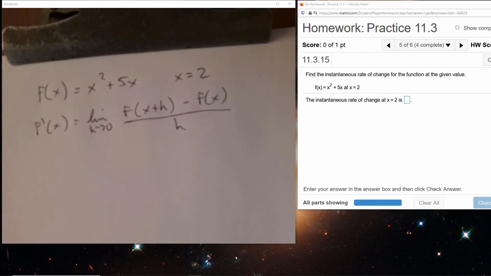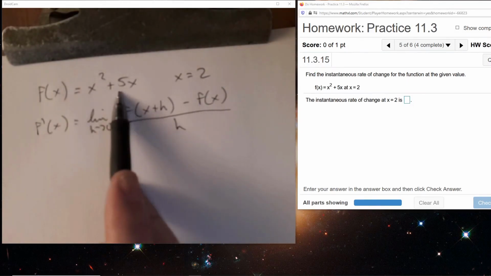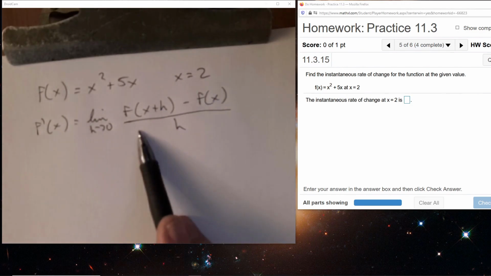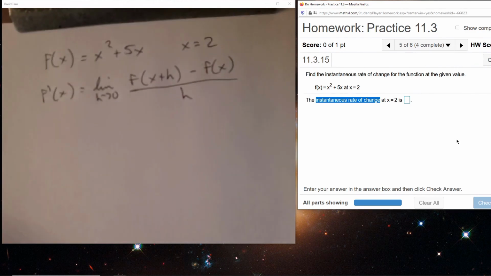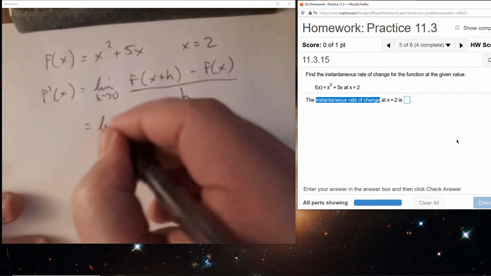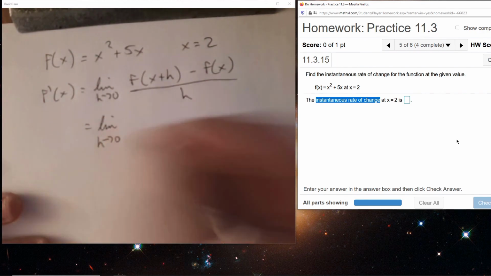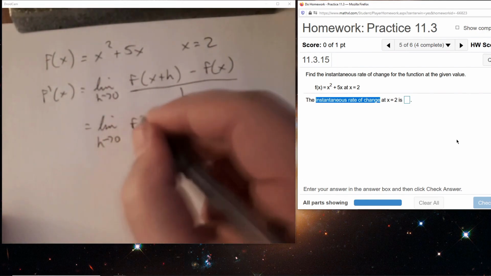All right, so looking at the next one here, we've got the function they're giving us, the point of interest, and the definition of the derivative. And just to be clear here, instantaneous rate of change is another way of saying the derivative. We want the slope at one particular point, and that particular point being x equals 2. So let's plug 2 in to start with, because the math is slightly easier if we start with the number, although it's not as powerful.